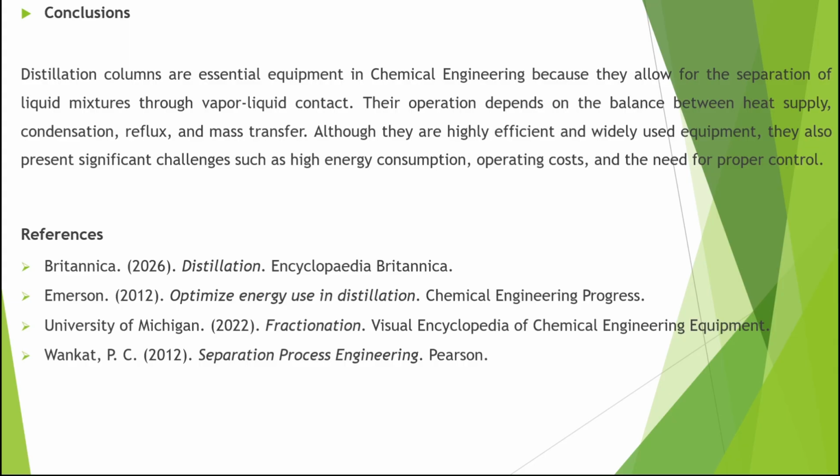Conclusions. In conclusion, distillation columns are essential equipment in chemical engineering because they separate liquid mixtures through vapor-liquid contact. The operation depends on heat supply at the reboiler, condensation at the top, reflux, and mass transfer inside the column. Also, they are efficient and widely used. They also require high energy consumption and proper process control.